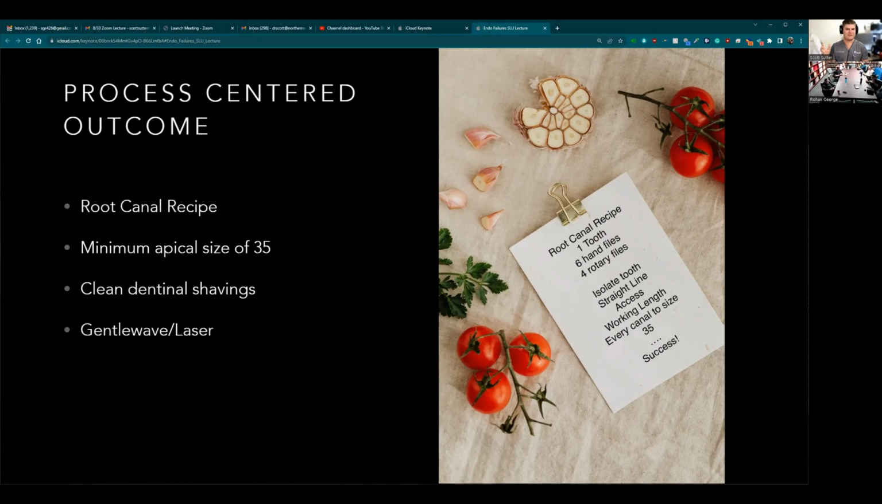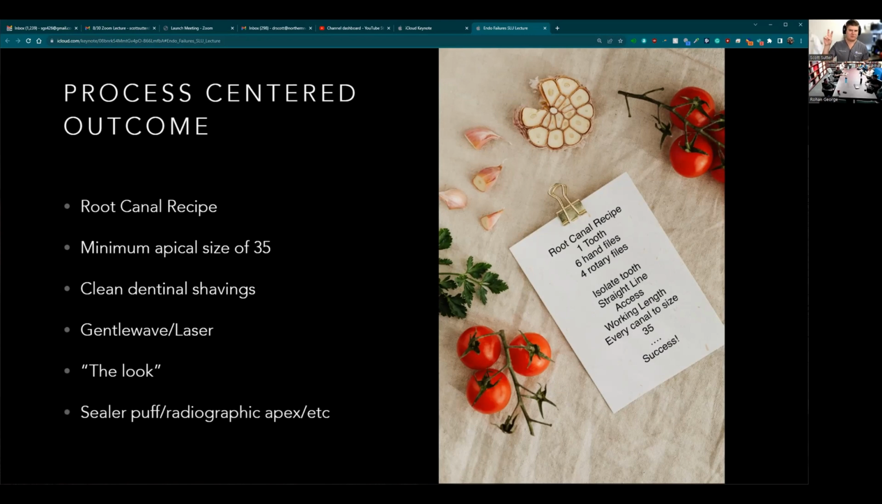Was everyone kind of taught that way in dental school? Yeah. Probably. More or less. Okay. And I can show you cases that have a size of 35 and they fail. I can show you a case with no size and it's still working somehow. And I can show you cases where we got everything nice and clean and we used the GentleWave or the laser and it still fails. The point is, it doesn't matter what you're going after.